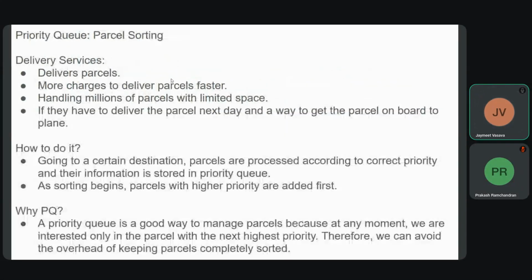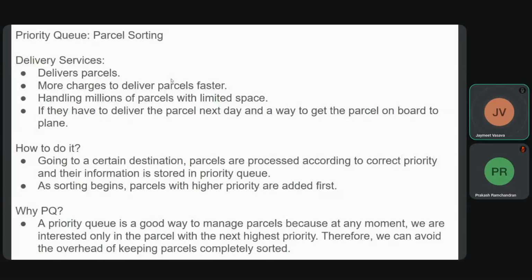So, using the priority queue for parcel sorting. As you remember the delivery service application that we discussed at the beginning, delivery parcels are used, and if you pay more charges, then they have the service to deliver the parcel faster. The delivery services or companies handle millions of these parcels, but they have limited space.